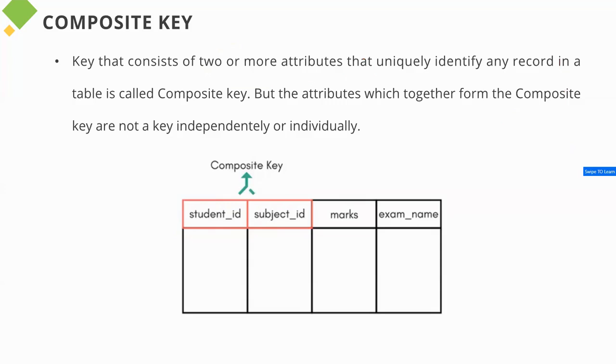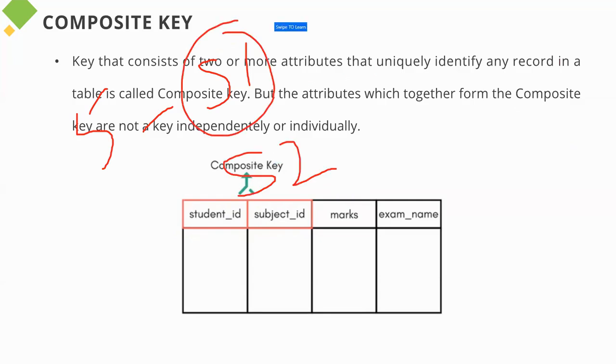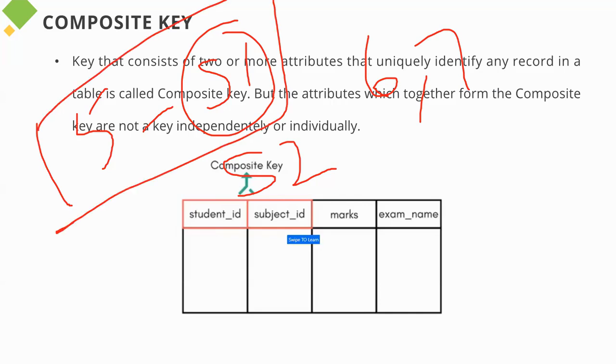5, S1, S2. If you see with the S1 subject, you have several other students, say 6, 7, etc. But the combination of 5 comma S1, the composite key, will always be unique, right? So this is a composite key. Two or more attributes together identify records minimally.